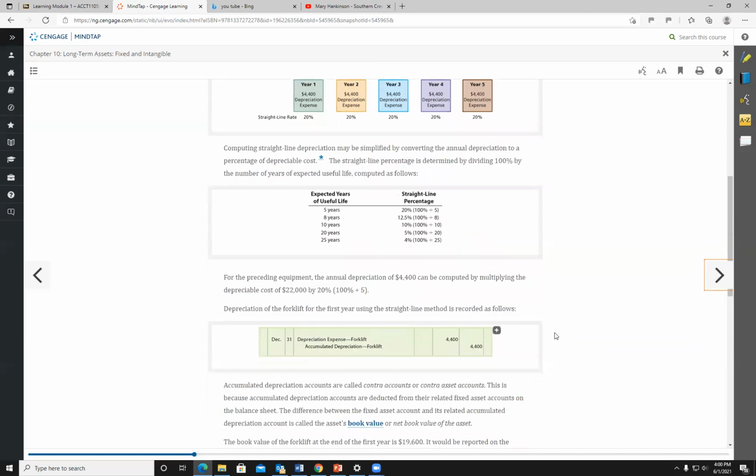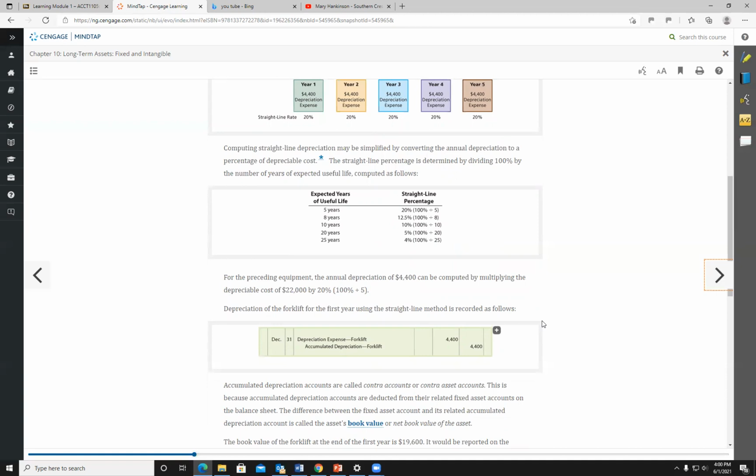Now, for the preceding equipment, the annual depreciation of 4,400 can be computed by multiplying the depreciation cost of 22,000 by 20%, which we just talked about. We got the 20% because it had a 5-year useful life. So 100% divided by 5 is 20%, then 20% times the total depreciable cost of the equipment of 22,000 gives us 4,400. Now let's talk about how we record that onto the books.